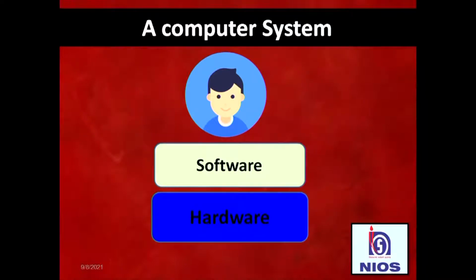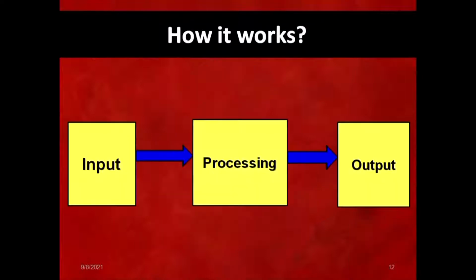Now let us see what a basic computer system comprises. A basic computer system comprises a user, software and hardware. How does it work? As we have already discussed, the computer takes input, then it processes the data. After processing the data, it gives the desired output to the user.